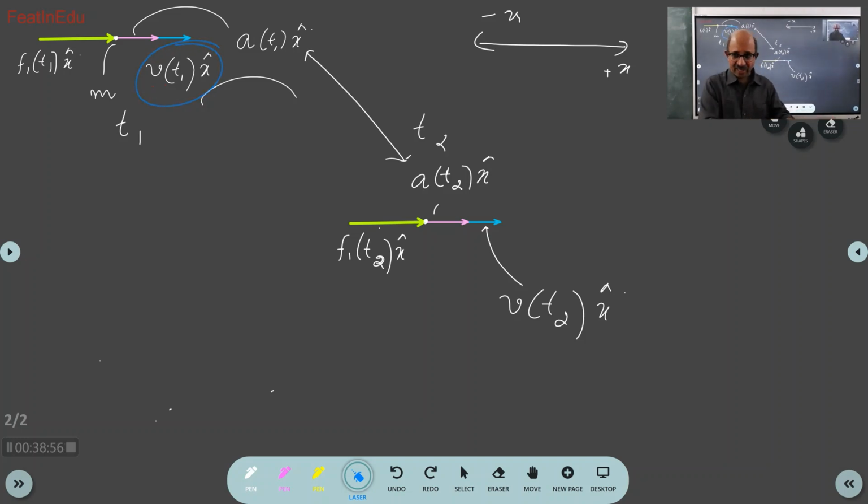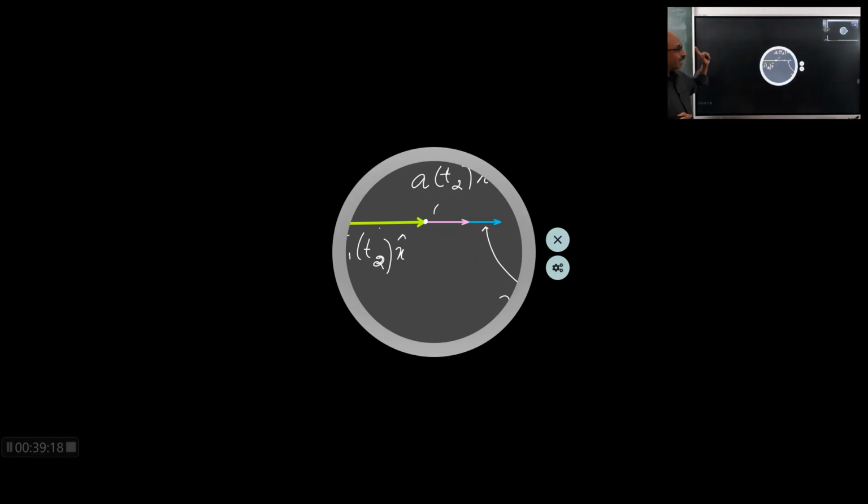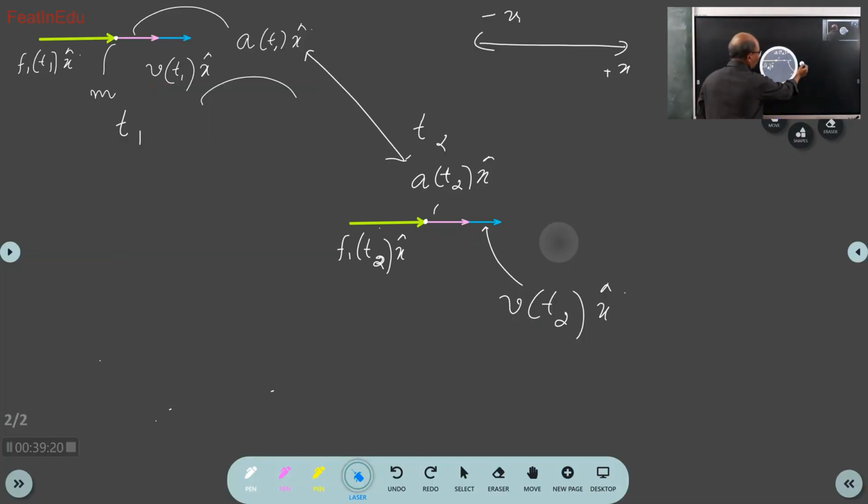The force acts at T1 and it will continue till time T2. So as a consequence, what will happen to the body? Speed will remain same, so Vt1 x cap and Vt2 x cap will both be same. Why? See, you are applying force.